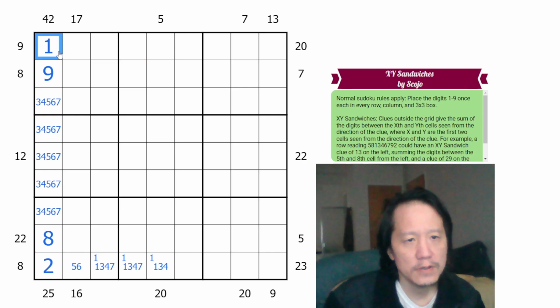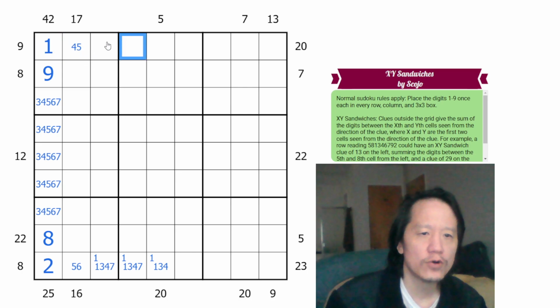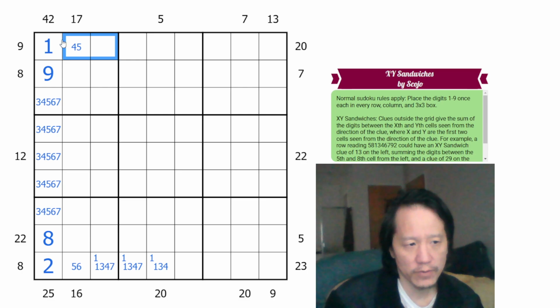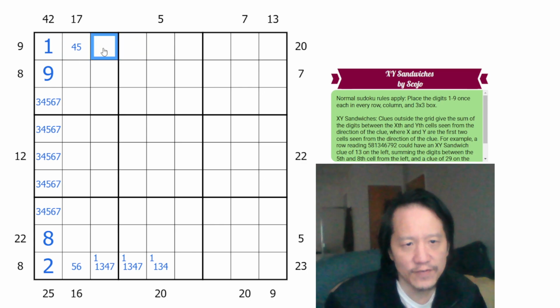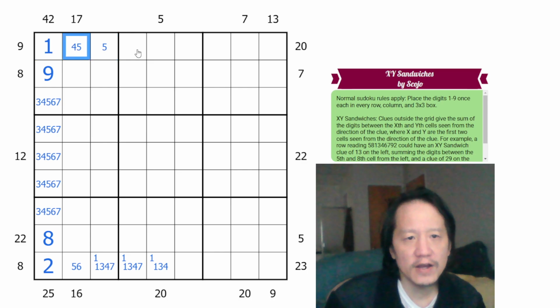Similarly, this cannot be 1 and 3, because then this would have to be 9, but we already have a 9 here. So it has to be 1 and 4 or 1 and 5. If it's 1 and 4, that means we have 2 digits here, and the between digits would have to be 4 and 5. If it's 1 and 5 here, that doesn't work.